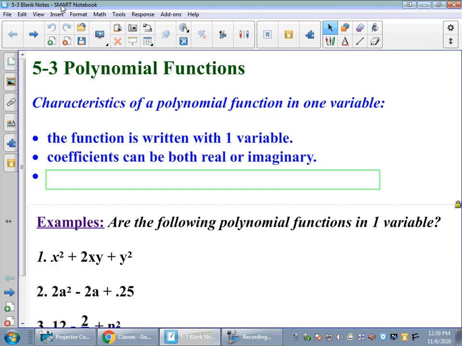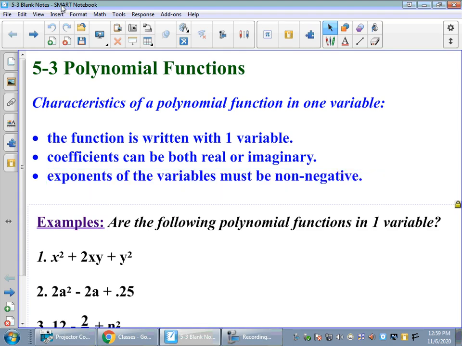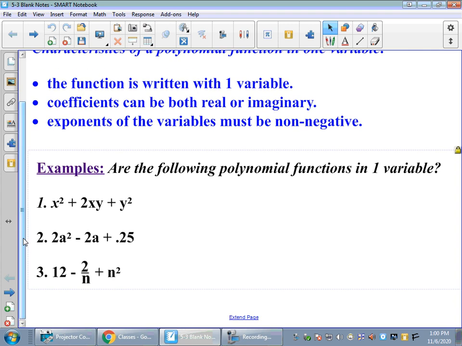Don't be scared by crazy coefficients. The numbers out in front of the variables can be real or imaginary. And the exponents of the variables must be non-negative. Sometimes they're a little tricky when it's non-negative. So for number one here, looking at this, two variables, I have an x and a y. So it's not a polynomial function in one variable because there's more than one variable.